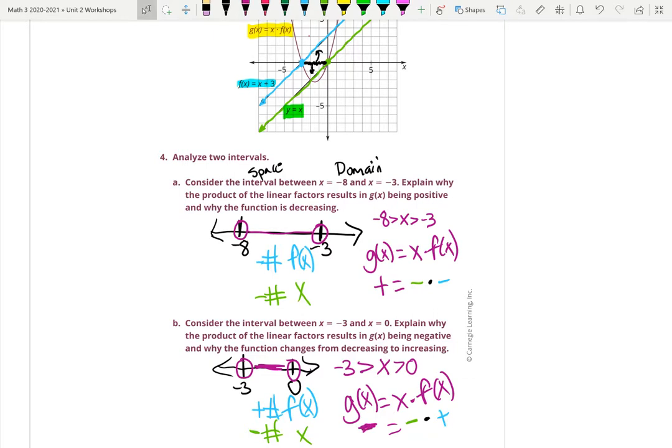Is this true? The region between -3 and 0, what I'm highlighting now, notice how it's below the x-axis? It's negative between -3 and 0.